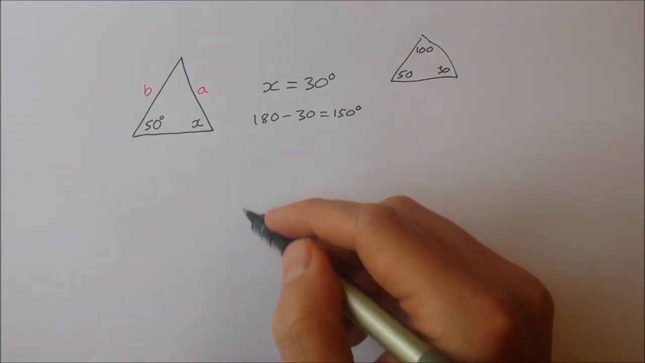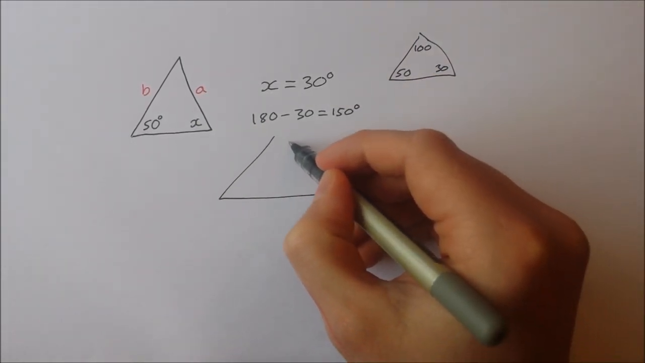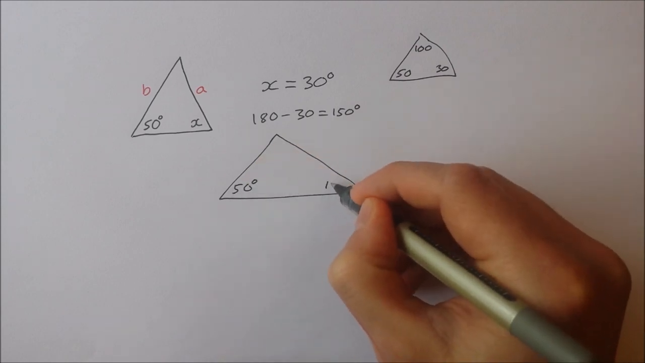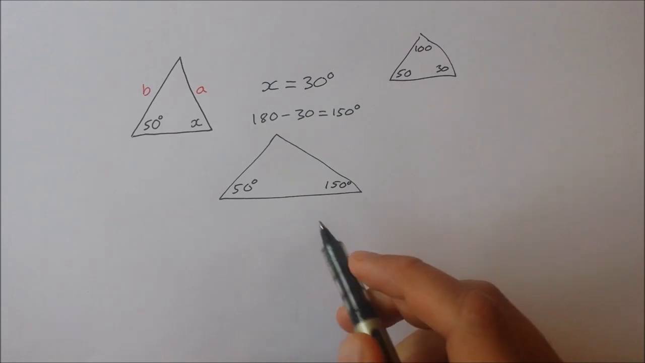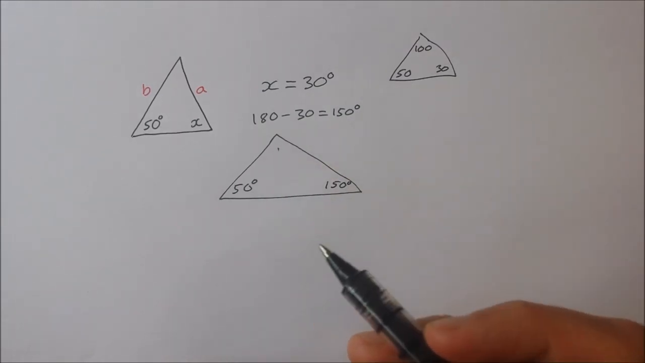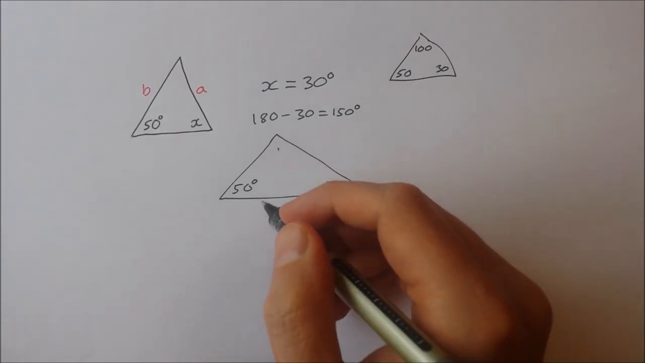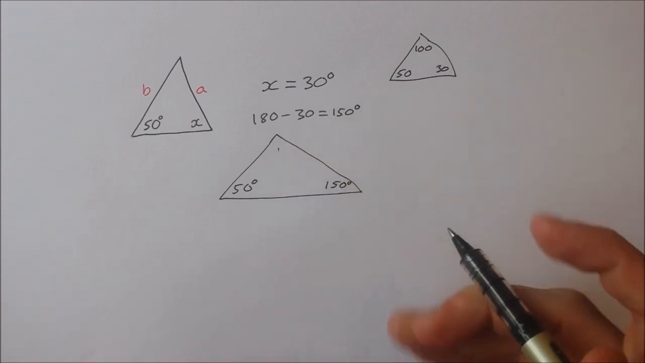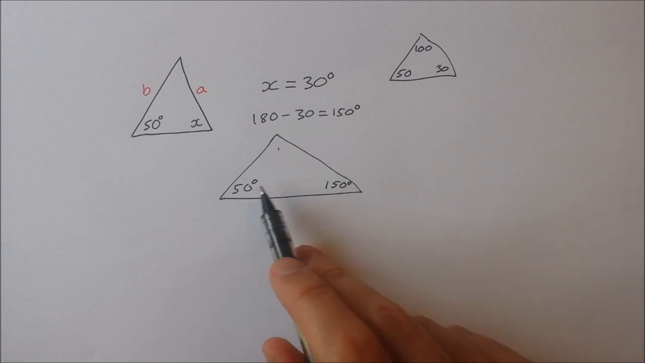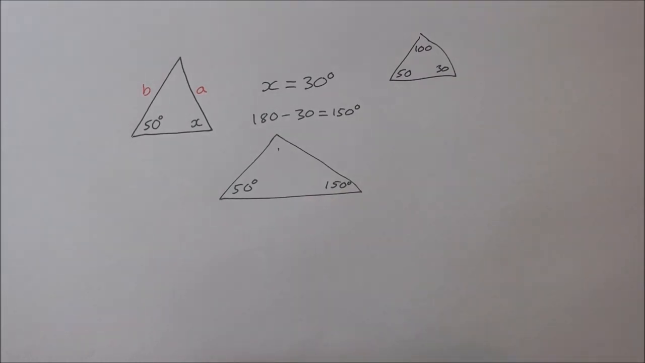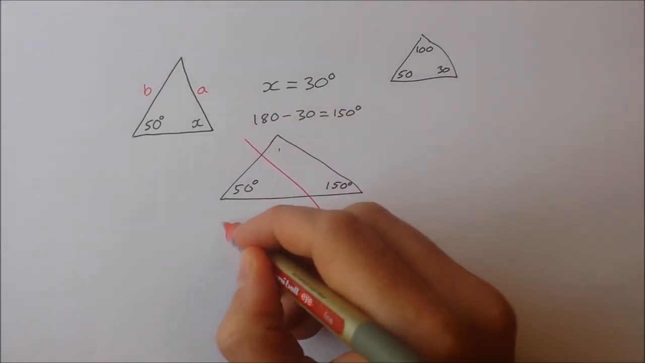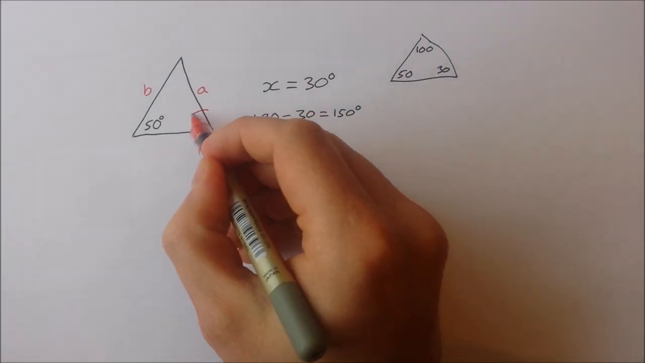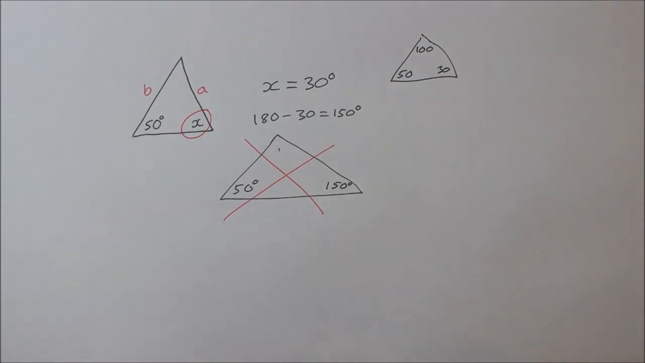Let's try and draw this triangle now. So here it is, 50 degrees, 150 degrees. Now, what goes in here? Well, there's a problem, because the three angles of a triangle have to add up to 180 degrees. I already have 200 degrees. So this triangle is not possible. So it's not an ambiguous case. There's only one solution here, and it's 30 degrees.